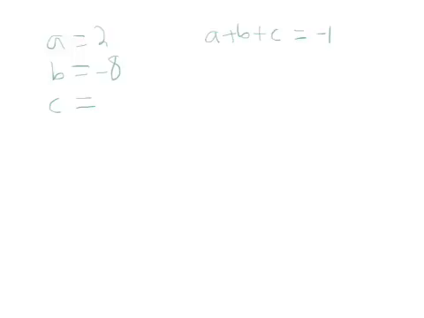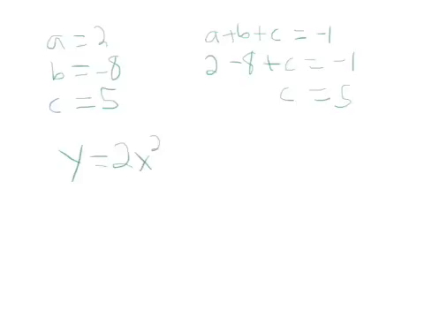I'm going to choose the first equation, a plus b plus c equals negative 1. If a is 2 and b is negative 8, and that's all equal to negative 1, I can now solve for c, where I get c equals 5. So now I have a is 2, b is negative 8, c is 5. I can put this into my general form, where y equals a, which is 2, x squared, plus b, which is negative 8, times x, plus c, which is 5.